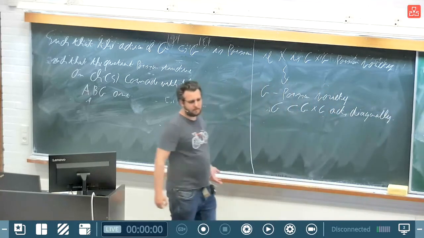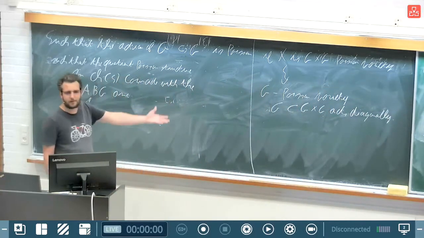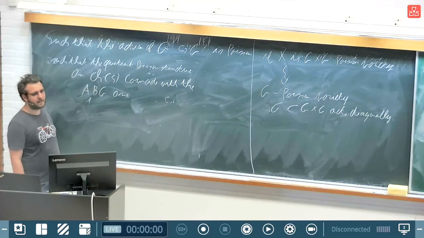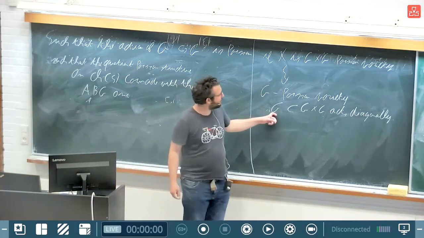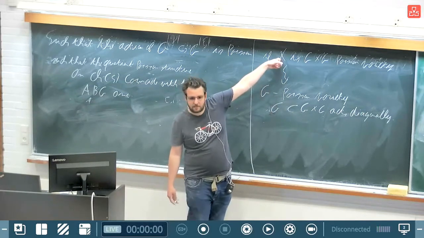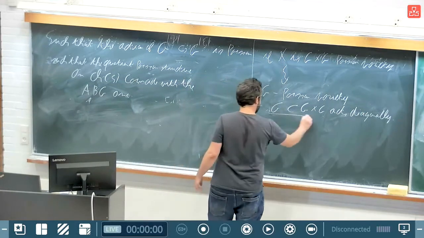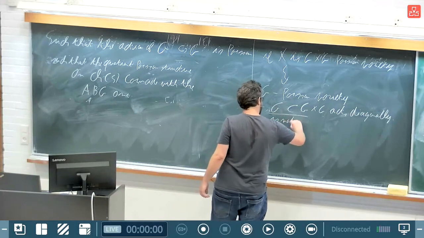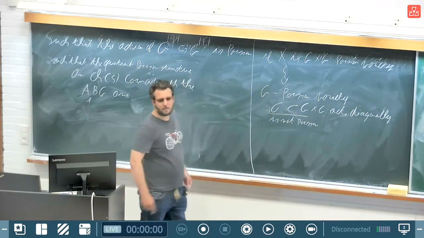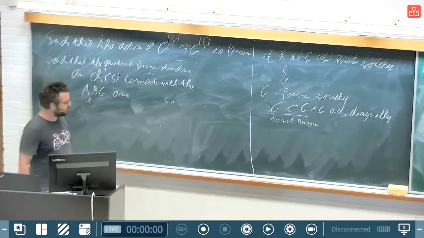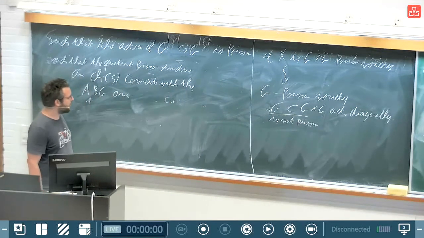And you're probably like, well, what's the big deal? Of course, I can just take the diagonal copy of G and act on it. Wait, the problem is that if you just do that, the action will not be Poisson, because this map is not Poisson. The multiplication of G is a map of Poisson manifolds, but not the diagonal inclusion.